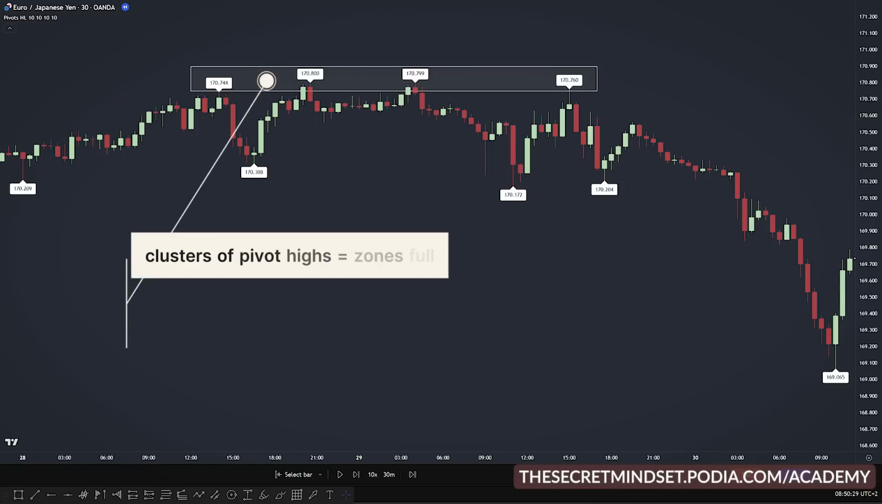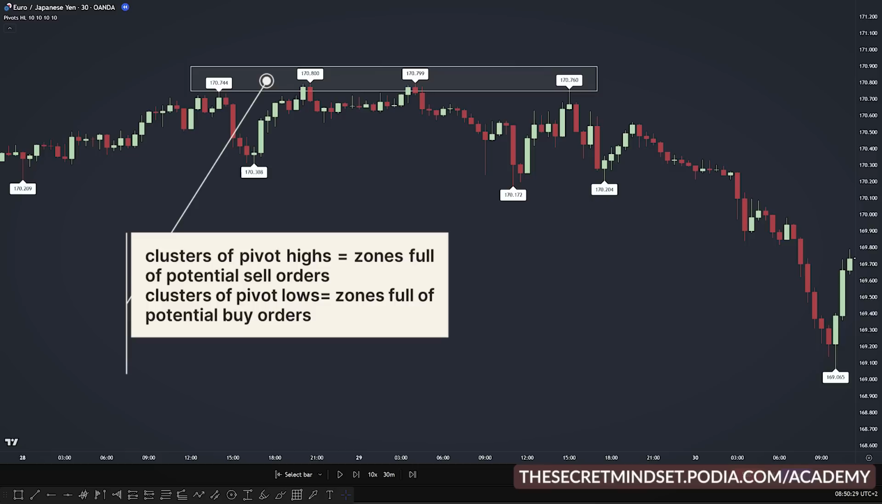Some see clusters of pivot highs as zones full of potential sell orders. Clusters of pivot lows may hold buy orders. That might be because each pivot left a memory in the market. Some participants may have open orders there from before, or they see that zone as a logical place to set stops or limit entries. This is why these clusters can become magnets.